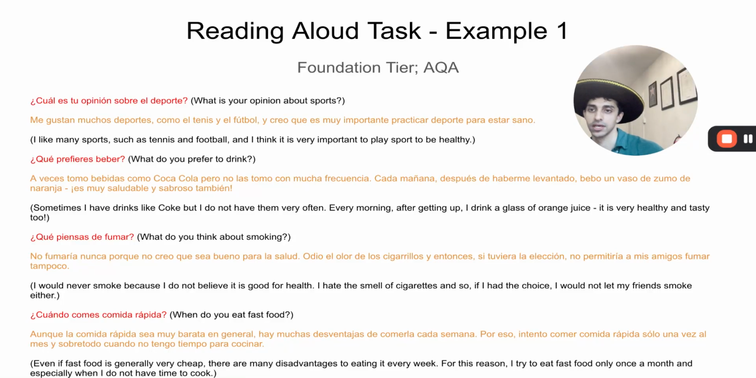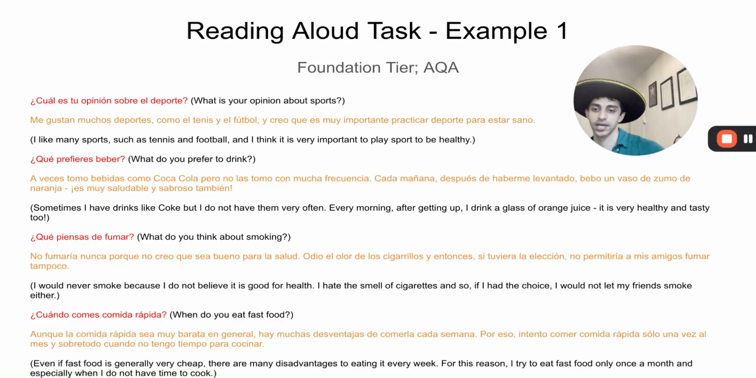So the questions are given in red, which are ¿Cuál es tu opinión sobre el deporte? What's your opinion about sports? ¿Qué prefieres beber? What do you prefer to drink? ¿Qué piensas de fumar? What do you think about smoking? And ¿Cuándo comes comida rápida? When do you eat fast food?